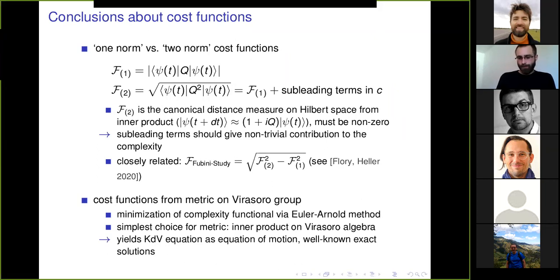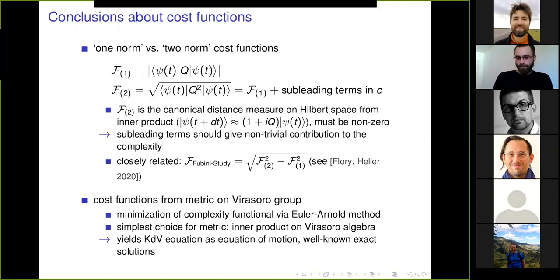And as also already pointed out by Kac-Moody and Marius, by choosing a metric on the Virasoro group, the minimization of the complexity functional can be done via the well-known Euler-Arnold method. And in particular for certain simple choices of the metric, the simplest of these is just the inner product on the Virasoro algebra, this minimization was already performed by mathematical physicists, and they obtained well-known wave equations, like for example the quantum diffuse equations, as the equations of motion. And these of course do have well-known exact and in particular non-trivial solutions.